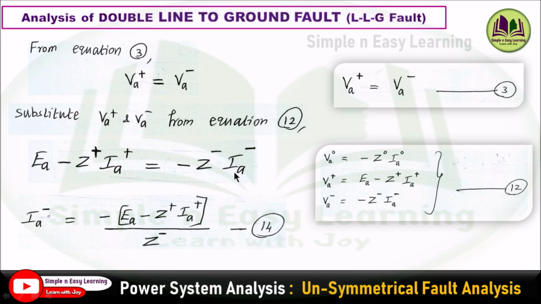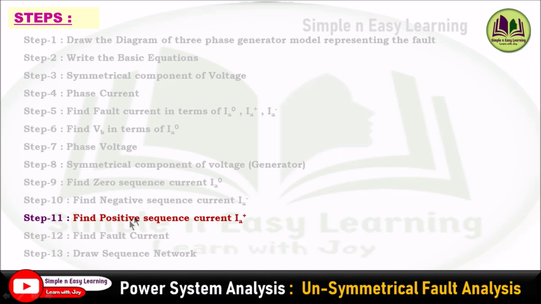From here you can derive IA minus equal to EA minus Z plus IA plus divided by Z minus, and here one minus term is there, so in common you will be getting the minus term, and that is your equation 14, and this is your negative sequence current IA minus. And step 11, find the positive sequence current IA plus.